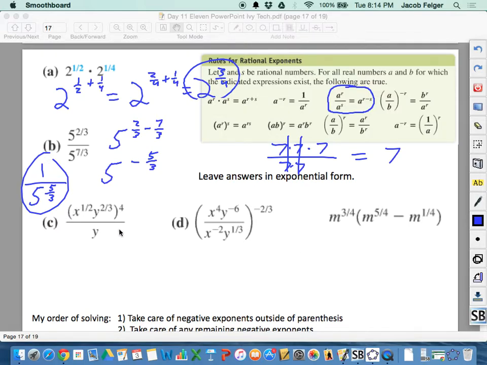Okay. How about this one here? What do I do when the exponents are outside of parentheses? Back to your rules. So, which one of the rules am I looking at here? Bottom left. This one here. So I'm going to multiply the exponents together. What is 1/2 times 4? Yeah, just 1/2 times 4.